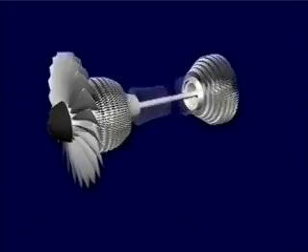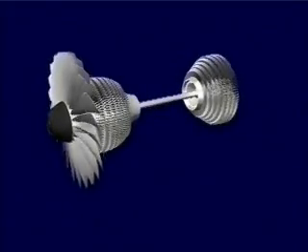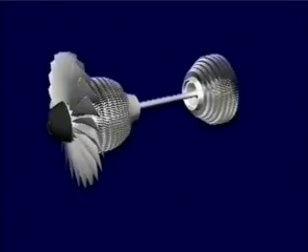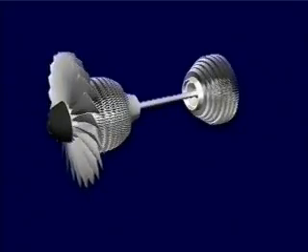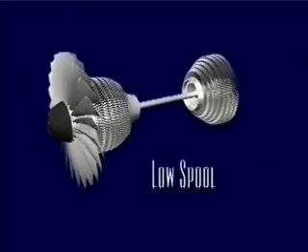However, the second and more important job of the low-pressure turbine is to turn the large titanium fan blades up front. The fan is connected to the same shaft as the low-pressure compressor and low-pressure turbine. Together, these three components make up the low spool.